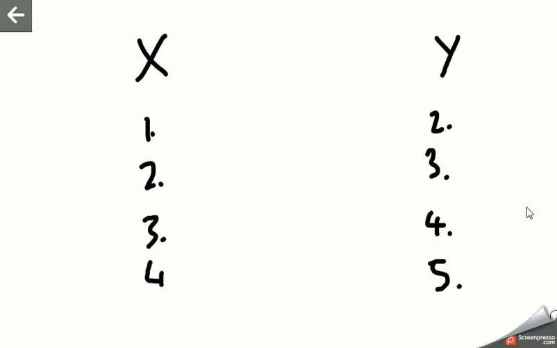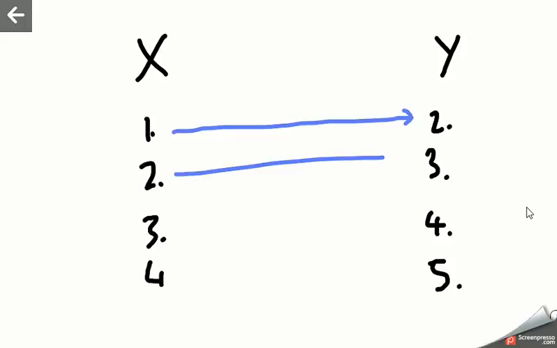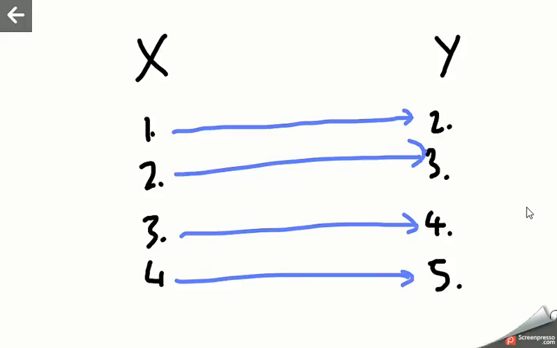And what our function y is going to do this time is actually what we expected it to do last time, probably. It's going to send 1 to 2, it's going to send 2 to 3, and it's going to send 3 to 4, and it's going to send 4 to 5. So that's little y, taking each of these inputs and sending them to the outputs.